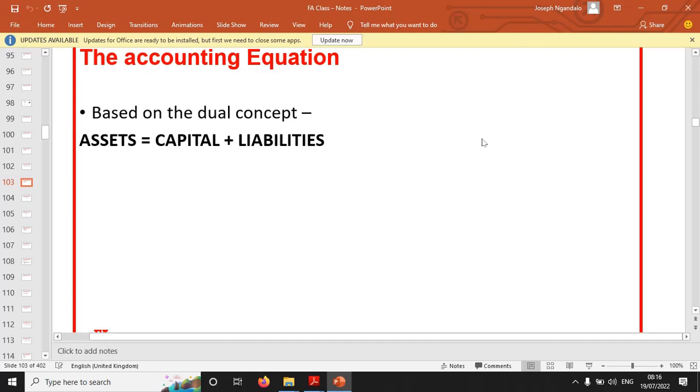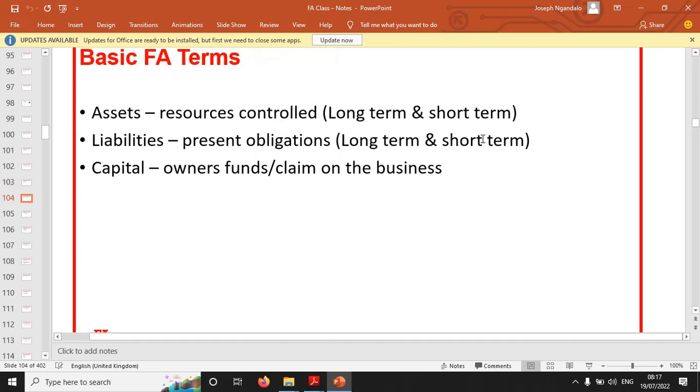Could there be some questions on the accounting equation? Just to help someone. Last time, someone was asking, what is an asset? We understand what it is, eh? These are resources that are controlled by the business. Capital, owners' funds, and liabilities, obligations that are owed by the business to third parties. Let me proceed. I'm sure you are done writing.